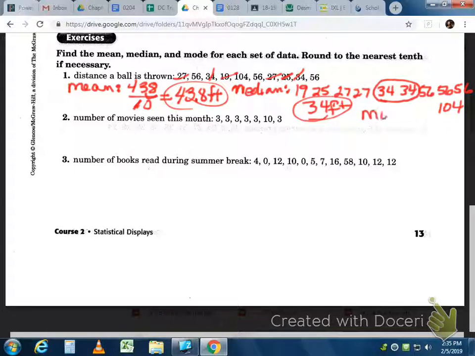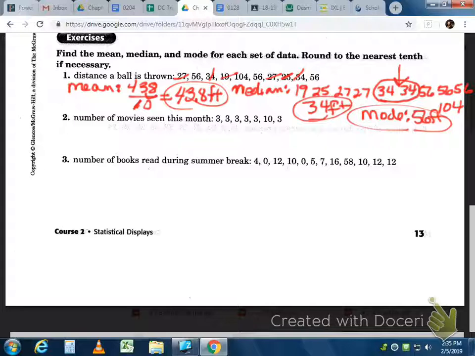Okay, mode. Any one there more than any others? 56 is there 3 times, so 56 feet. If the 2 in the middle are the same number, would it always be that number? Yeah, because if you just added them up and divided by 2, you'd just be doing the opposite there, right? So you can just say it's that number. Yes, the median is directly in the middle of those 2 numbers. So if they're the same, you can't go anywhere. It's going to be 34.